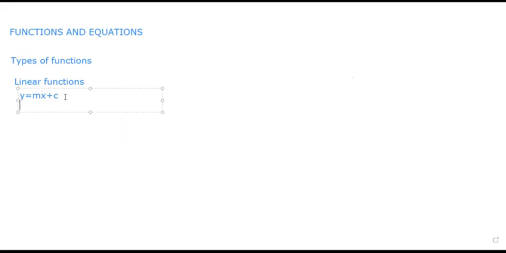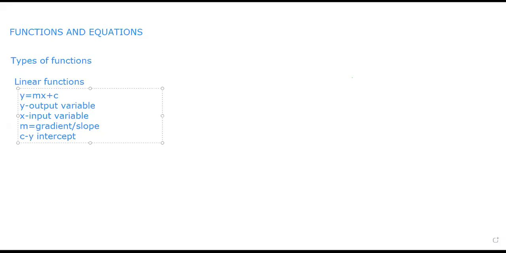So y is the output variable. X is the input variable. m is what we call the gradient or the slope. Okay, and c is the y-intercept, or what we call the constant. So that is how a linear function looks.